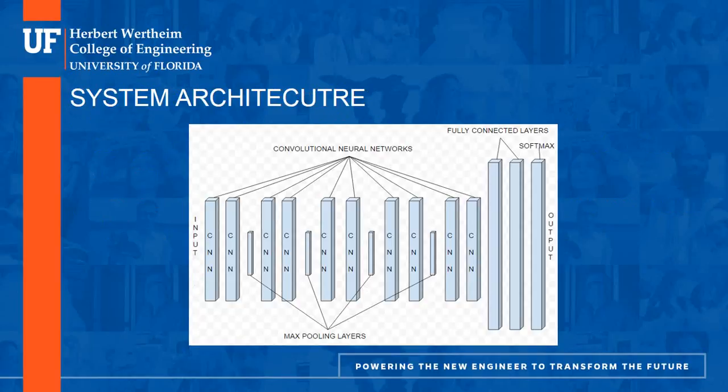So this is the system architecture. First we give the input to the first 2 CNN layers with 3 cross 3 kernels, with the first one being 1 cross 1 since it's an identity layer as we saw earlier. Then comes the max pooling layer. We apply 2 cross 2 with a stride of 2. So the dimensionality is reduced by a factor of 2.